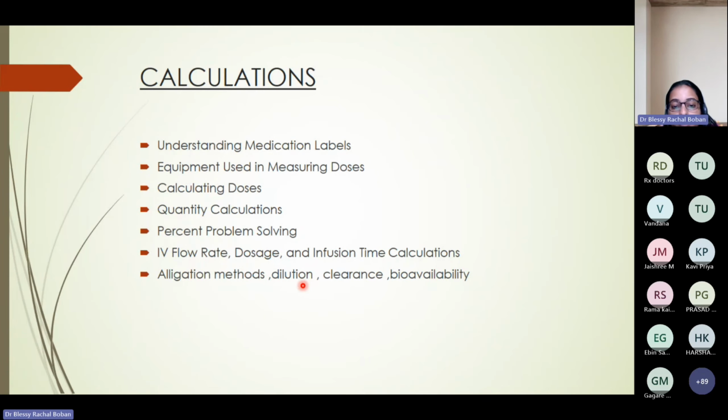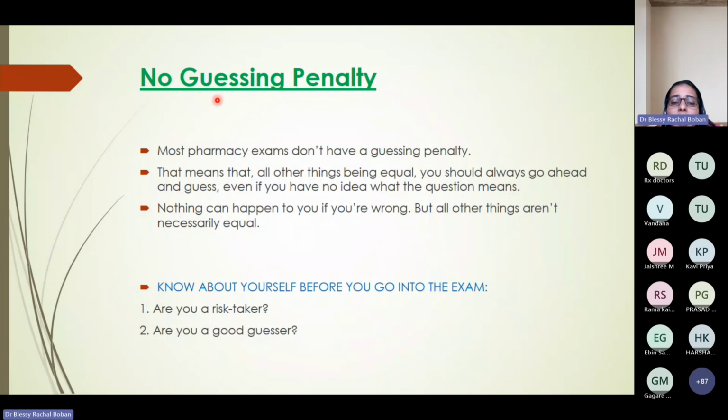Then dilution, direct formulas are available. Clearance also has a direct formula. Viability. All these, dilution, clearance, viability, are trending questions these days. You have to go with direct equations. You can do it directly. And most of you know, in most pharmacy examinations, if you guess the answer, for wrong answers there is no negative marking. You can make guesses, but you must know one thing.